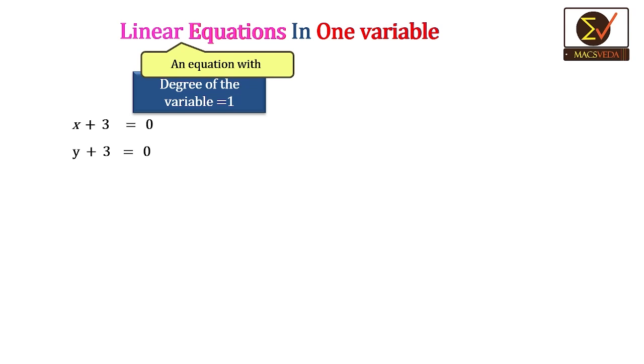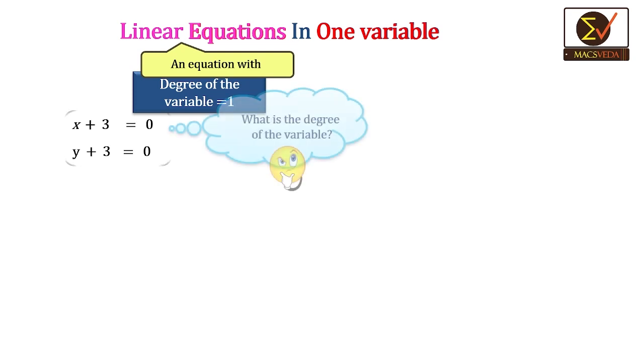In case of linear equations, the degree of the variable is 1. So what is the degree of the variable in these equations? It is nothing but x to the power 1, because x is the variable, or in another equation y is the variable. As the power is 1, it is a linear equation. If the power is anything more than 1, that is 2, 3, 4, etc., which we would be studying in the higher classes, that will not be a linear equation. In case of a linear equation, the power of the variable is always 1, or the degree of the variable is always 1.